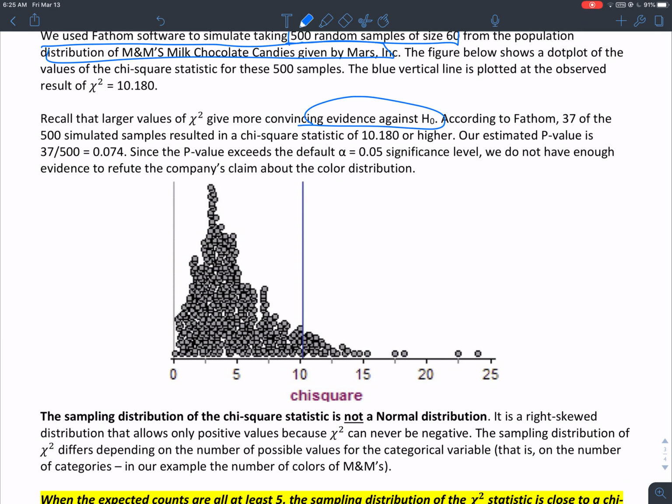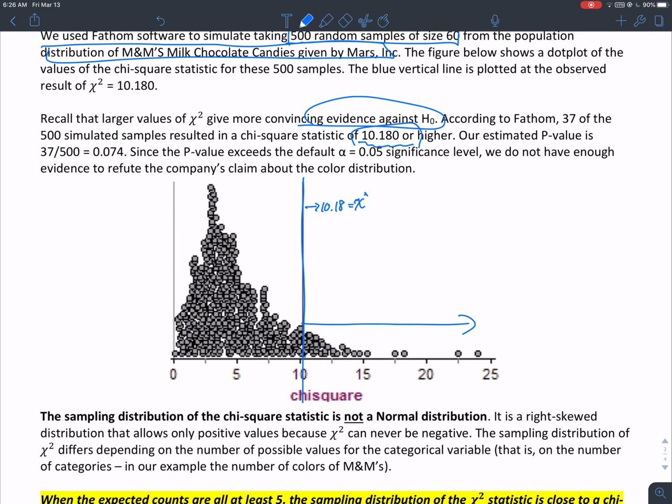So we know how this works. What we do is look for chi-square statistics that are as extreme as ours, 10.18, or more extreme. And so they put the line here for us. That's beautiful. This line is 10.18 as a chi-square statistic. So these are all the chi-square statistics that were 10.18 or more extreme. And so for our approximate sampling distribution that we created, we just count the dots.